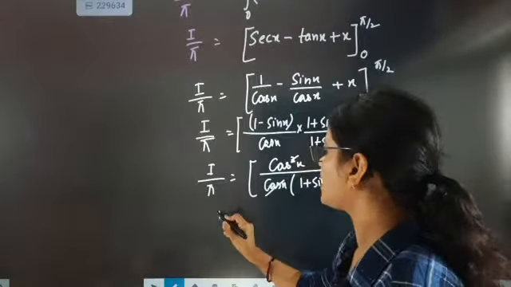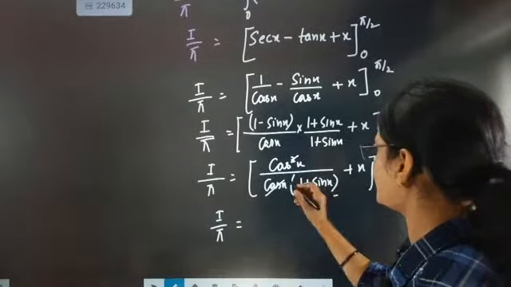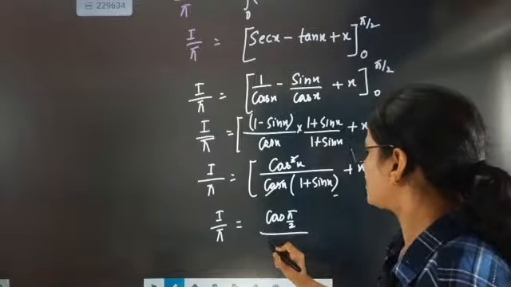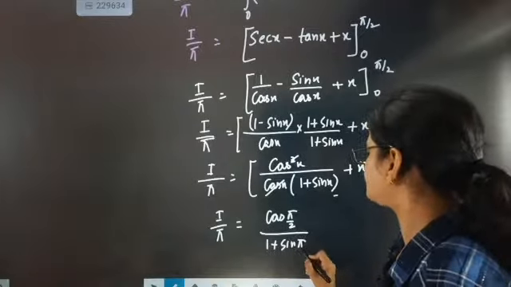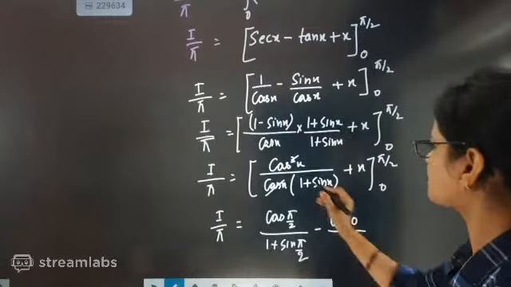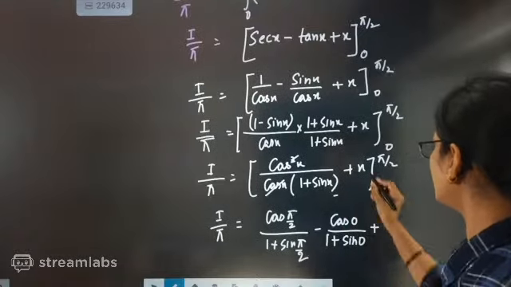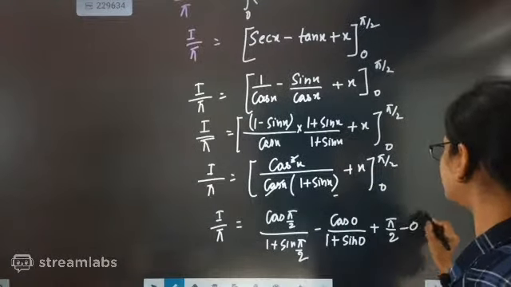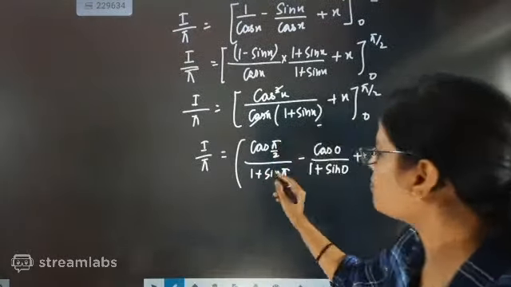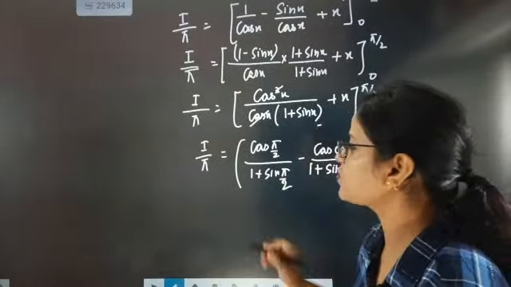Let's see, beta. So I by pi will be equal to, now cos of 90, if you put it here, then what will come? Cos pi by 2 by 1 plus sin pi by 2, then minus cos of 0 by 1 plus sin of 0, and then here instead of x, pi by 2 minus 0. So now the implementation is done. Now cos of 0 is 0, but it will come as 2 because sin of 90 is 1. Sin of 90 is 1. So 1 plus 1 will become 2.